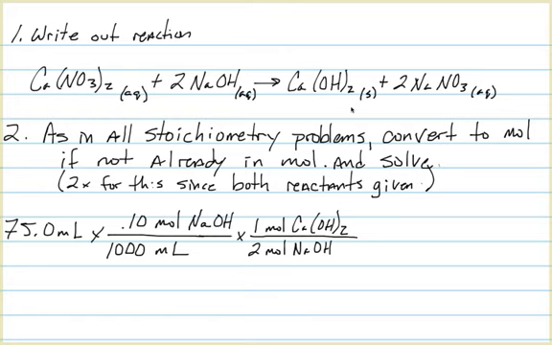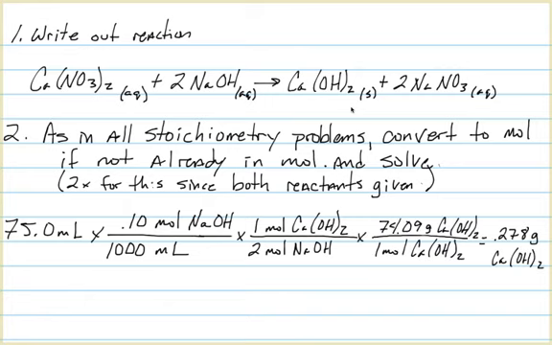Because now we can do our mole to mole conversion. There are 2 moles of sodium hydroxide in this reaction for every 1 mole of calcium hydroxide. And the last step, converting that moles of calcium hydroxide now into grams of calcium hydroxide. So we just look up the mass off the periodic table of calcium hydroxide, plug it in, and solve this problem. And we get 0.278 grams of calcium hydroxide. Now that's the amount of calcium hydroxide that would form from our sodium hydroxide.